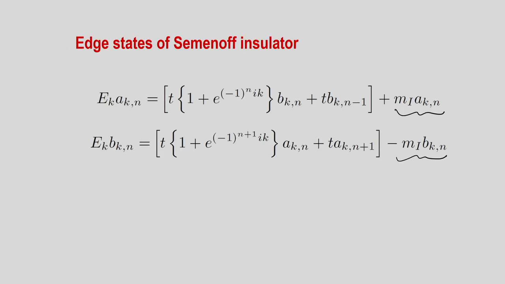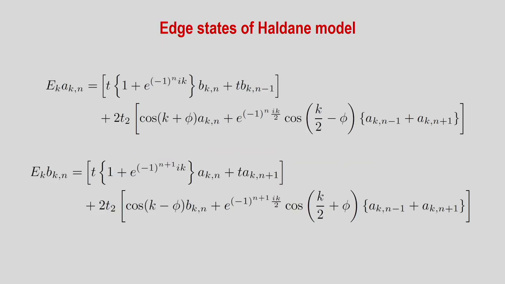So this is for the Semenov insulator, and if you write it down for the Haldane model, it has this form, where of course you can put phi equal to pi by 2. This is what we have committed ourselves to, and you see that there is a T2 and there is a T2 and so on, and again k refers to the kx wave vector. Okay, so these are the amplitudes.